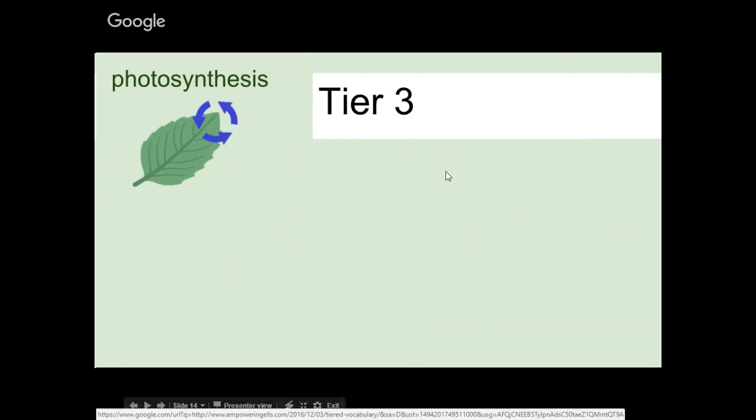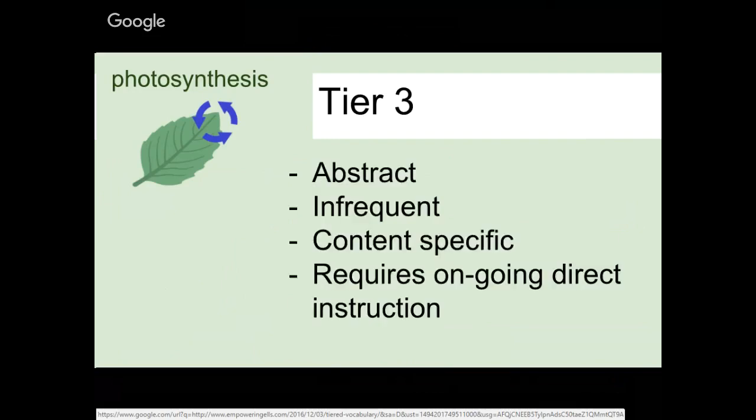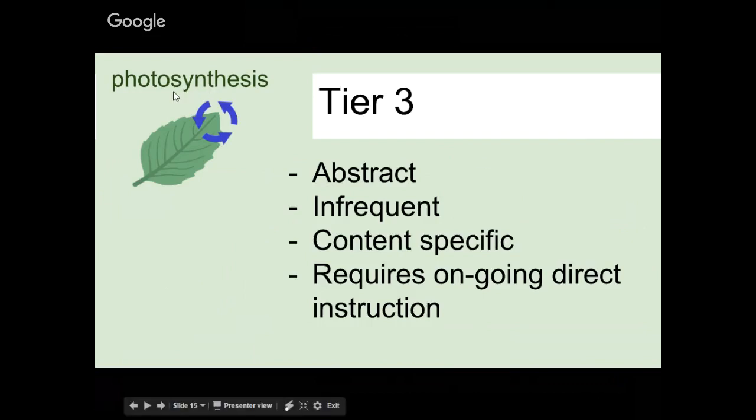Photosynthesis is a tier 3 word. I'll skip tier 2 in just a second, but there are words that are tier 3 words just like photosynthesis, and they're characterized as abstract. It's really difficult to describe the word photosynthesis just by pointing at it. It requires lots of conversation, lots of discussion. It happens infrequently. When was the last time you said photosynthesis in a sentence or a tweet or a chat? It's also content specific. It only happens basically in science. It doesn't happen in art. And it requires ongoing instruction.